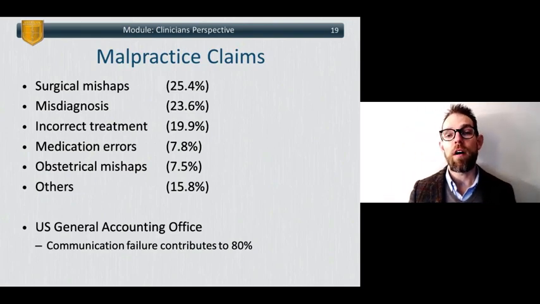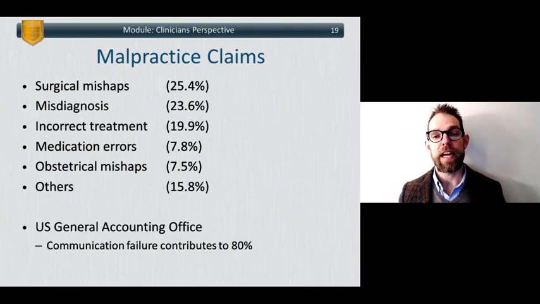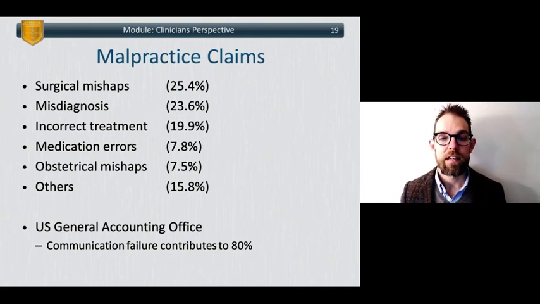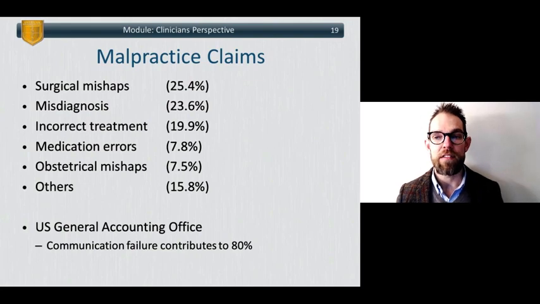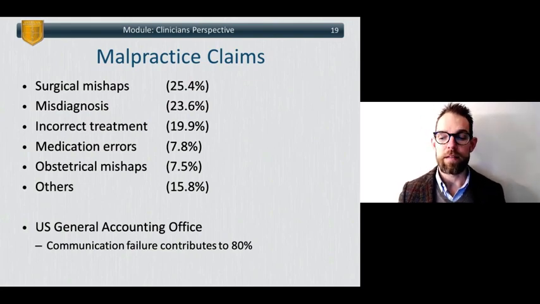So what are some of the malpractice claims that are out there? Surgical mishaps, a quarter of them. Misdiagnosis, 24%. Incorrect treatment, 20%. Medication errors account for about 8%. Obstetrical mishaps, 7.5%, and then the lump of others accounts for 16%. According to the U.S. General Accounting Office, communication failure contributes to 80% of all malpractice claims.